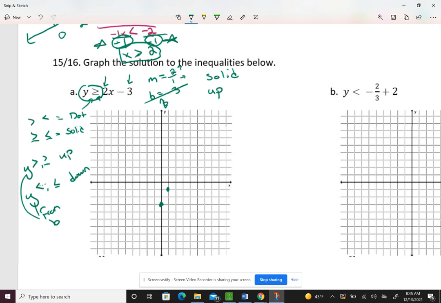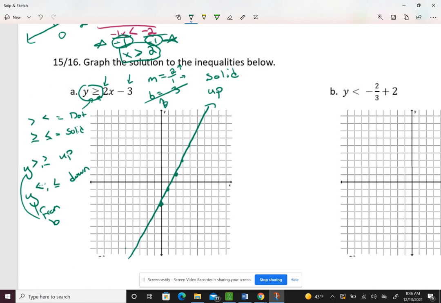And if you want, you can keep going. So I can go up 2 again, over 1. That's the movement for all of them. You could keep going so that you have a nice straight line. And then remember, this is a solid line. So let's make it a nice solid line.